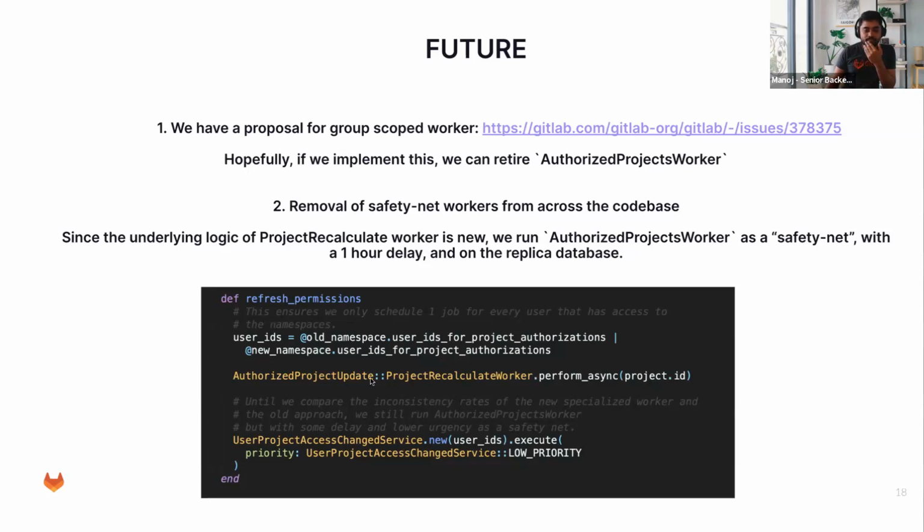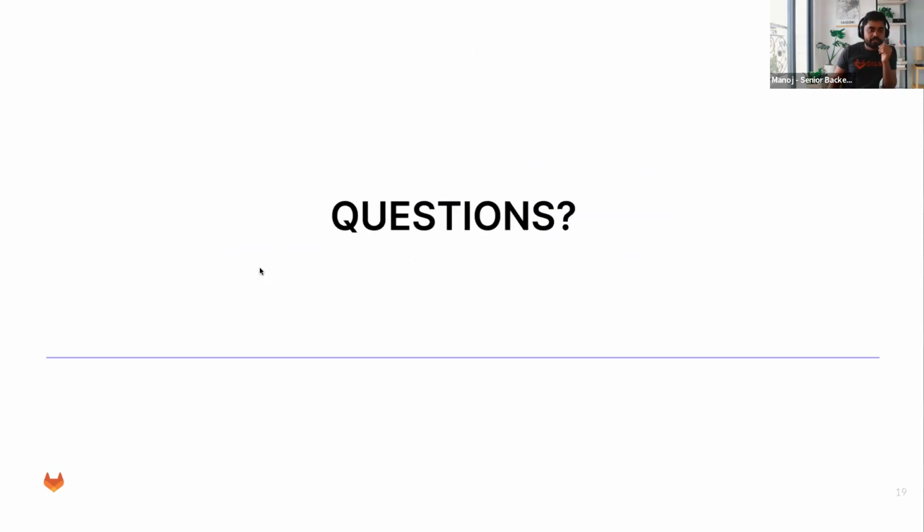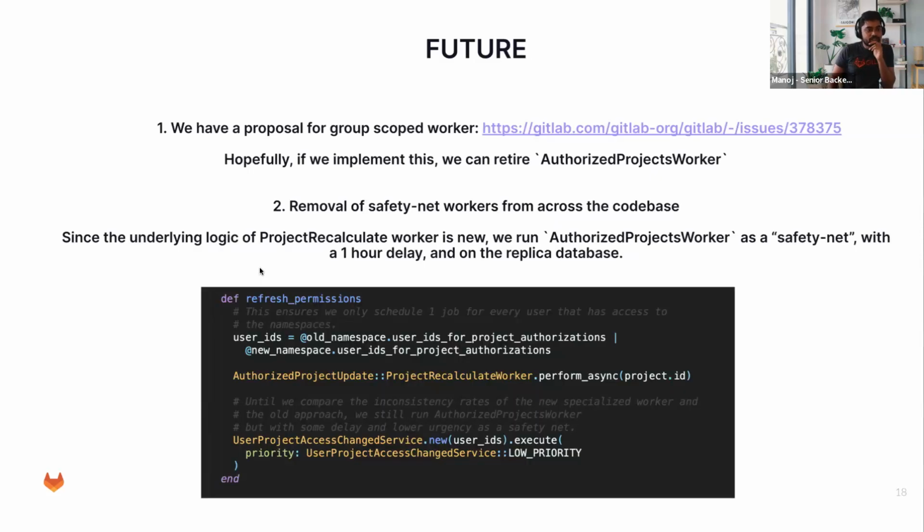And this is how safety net jobs function. The first line is the new worker, of course, and the second line is, until we compare the consistency rates, we also enqueue the job in the legacy worker, but with a low priority and with a 1 hour delay. So we want to remove it at some point. So that's about it based on project authorizations.